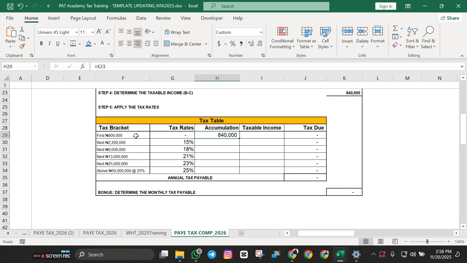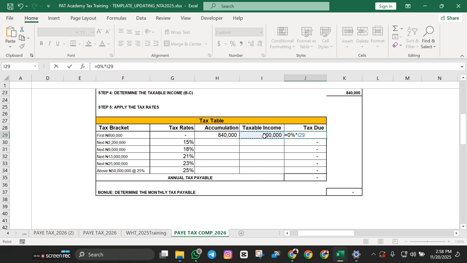So the law says to tax the first 800,000 in this 840,000. So under the taxable income, we just put 800,000. The law says we should be taxed at 0%. So we say equals to 0%. It's still 0, right? I just want to put the formula, multiplied by this. It gives us 0.